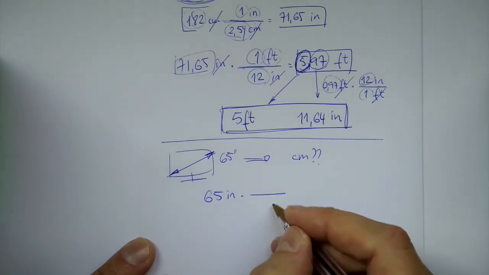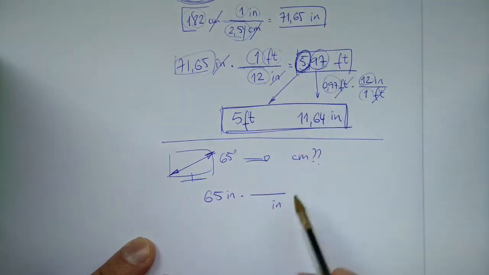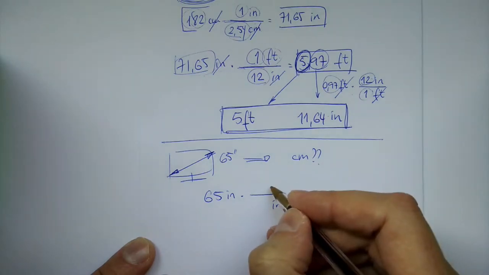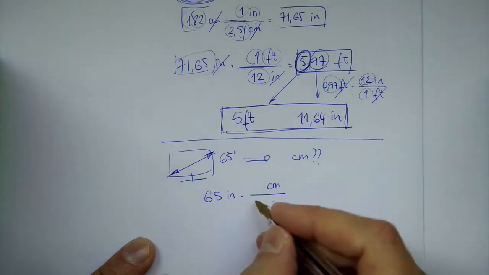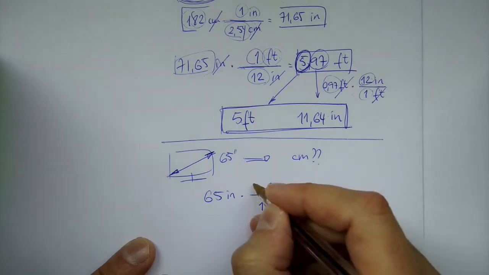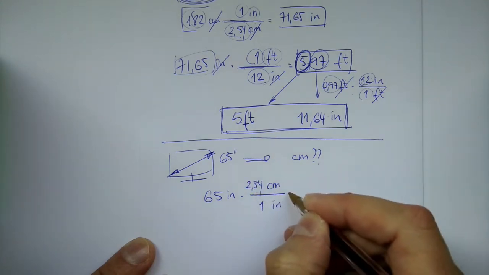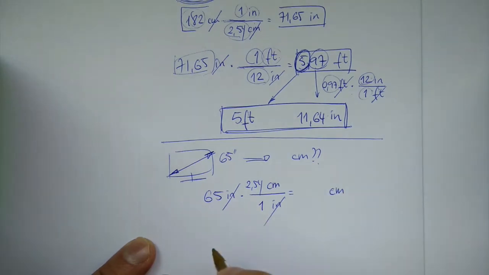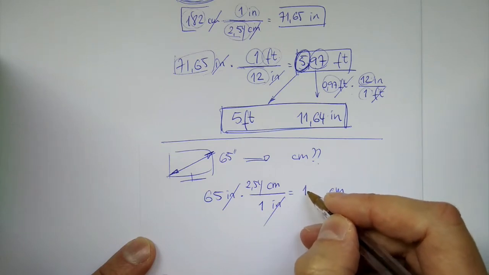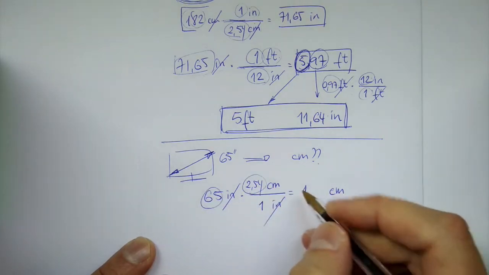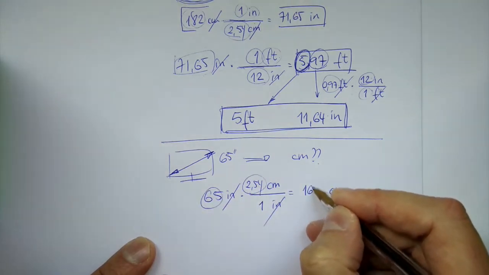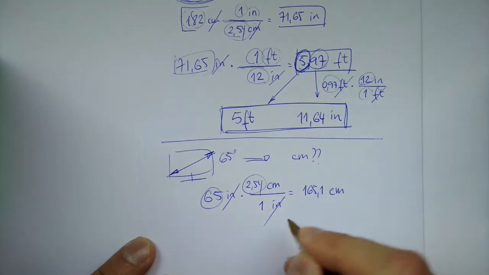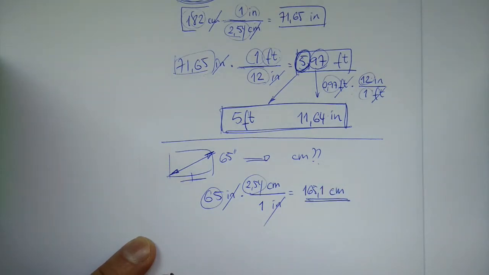We have our conversion factor, put inches in the denominator and centimeters in the numerator. I know for my equivalency that 1 inch is 2.54 centimeters. We cancel out the inches and we are left with centimeters. I am going to take 65 and multiply by 2.54 and divide by 1, and I have 165.1 centimeters. That's how big this TV is.